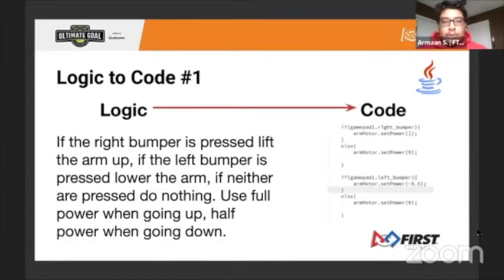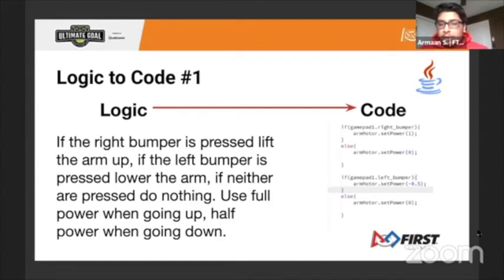Okay, so now we need to think about what we want to do. If the right bumper is pressed, lift the arm up. If the left bumper is pressed, lower the arm. And if neither is pressed, do nothing. We want full power when going up because we're fighting against gravity, and only half power when going down, since gravity is going to be helping us move that arm down.